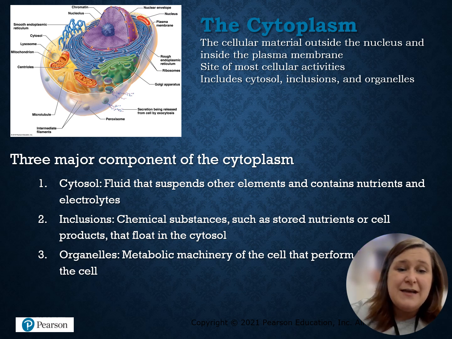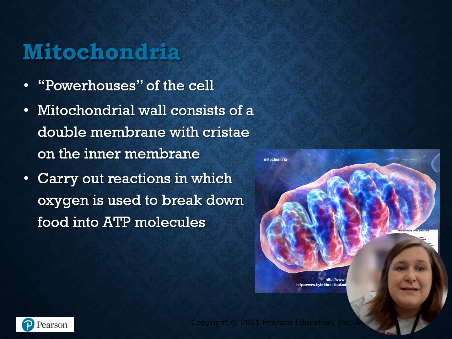So the cytosol is going to be a fluid that suspends other elements and contains nutrients and electrolytes. So your cell essentially is just going to have this substance inside of it that is a fluid-like substance where everything else lives, and that is your cytosol. We also can have inclusions. These are going to be chemical substances such as stored nutrients or cell products that are going to float around in that cytosol, and then we'll have organelles, right? These are things like our mitochondria, our endoplasmic reticulum. These are going to be the metabolic machinery of the cell that are going to perform those functions for the cell.